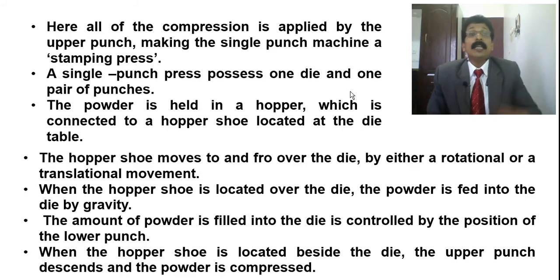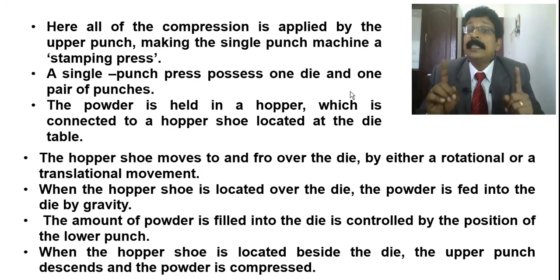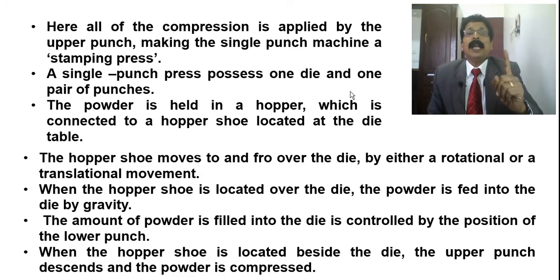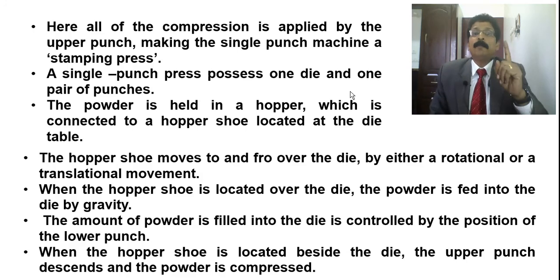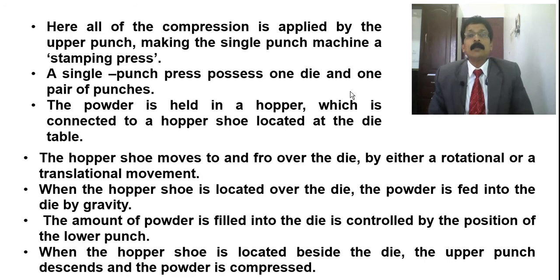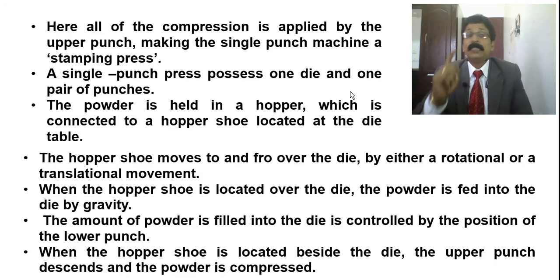Okay, that is what. So here I have written whatever we have discussed plainly and explained about the picture. We can come to this slide, and here all the compression is applied by the upper punch. Where? In this single press, not in the multi-stage compressor. We are talking about the single press tablet machine. So single press tablet machine means you should know that all the compression is applied by the upper punch, making the single punch machine a stamping press. It is called a stamping press. A single punch press possesses one die and one pair of punches, upper punch and lower punch.